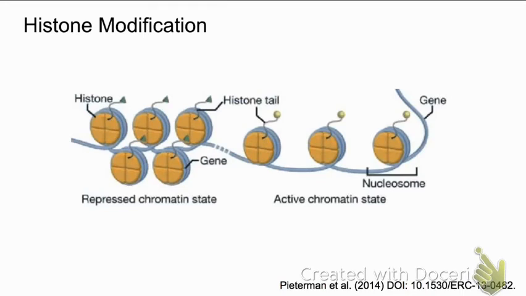In this repressed chromatin state, shown over on the left-hand side here, DNA is tightly coiled around those histones, and DNA is not actively being transcribed in these cases. However, over on the right-hand side, where we have the active chromatin state, this would represent something like the acetylation of these histone tails. What we find is that DNA is more loosely coiled, and that's going to allow those transcription factors and RNA polymerase to bind to the DNA and activate transcription.